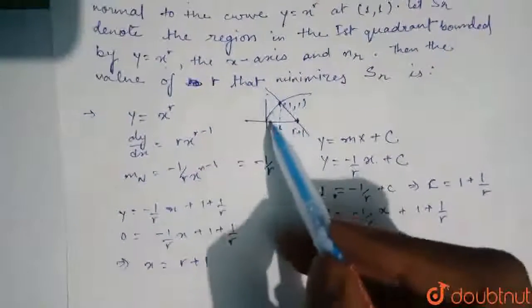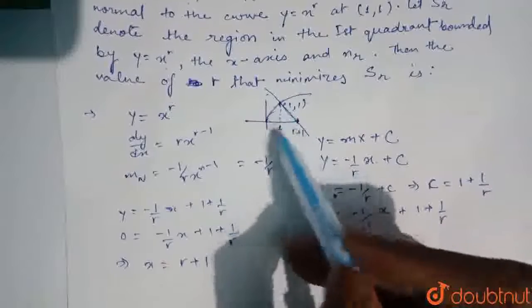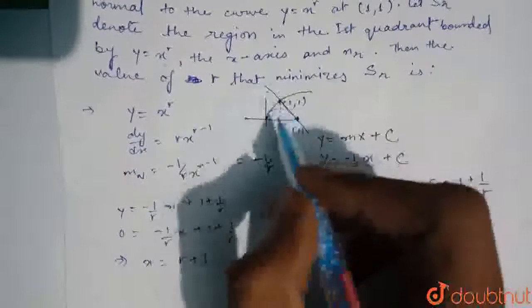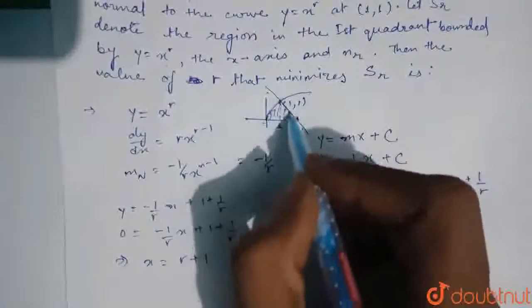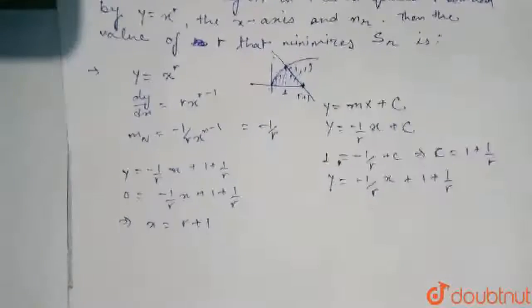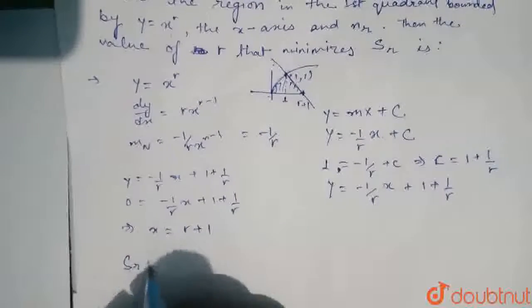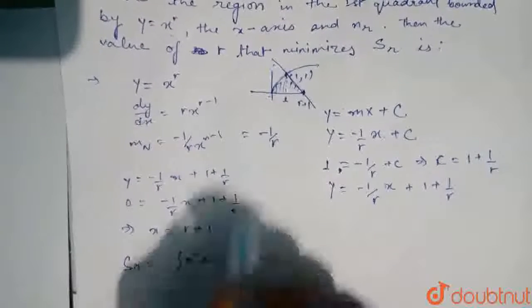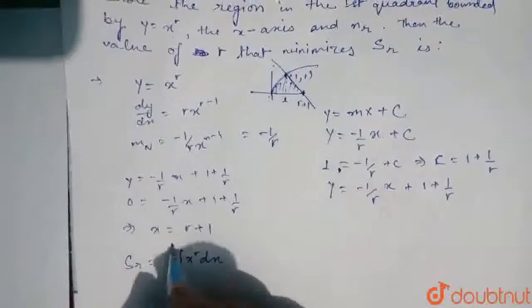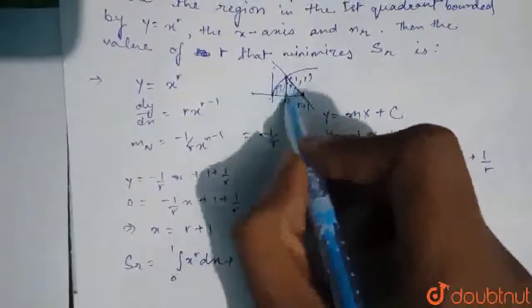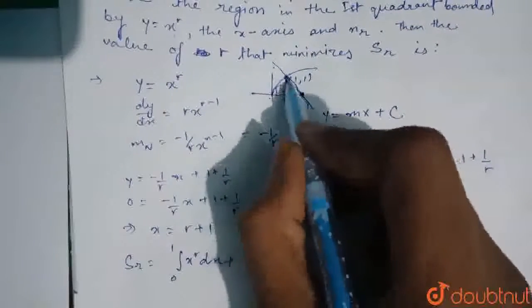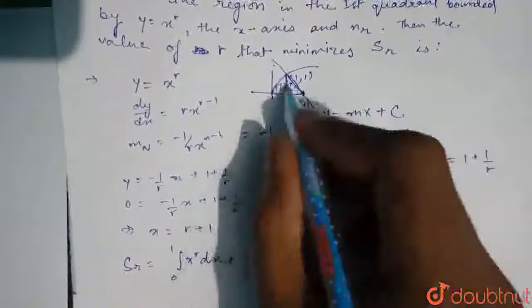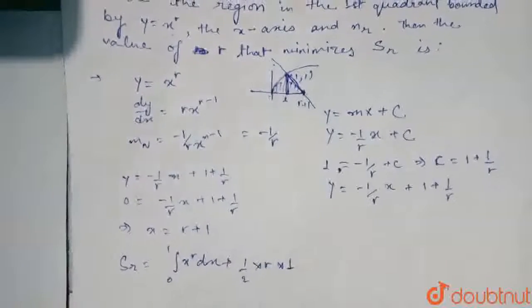So the area enclosed by the graph, the normal and the x-axis is this area plus this area. So what is the area? S_r will be given by the integration of the graph x to the power r dx from 0 to 1, plus the area of this triangle, half into base, which is r plus 1 up to this and this is 1, so base is r, and the height is 1.